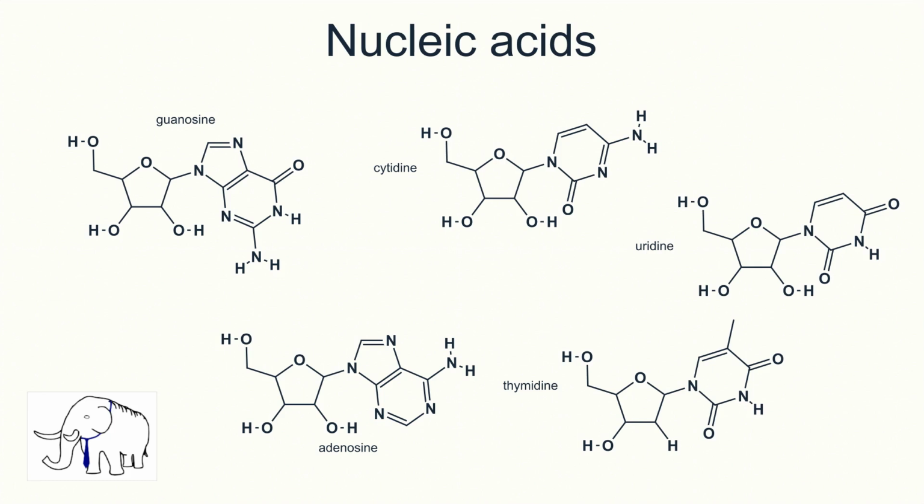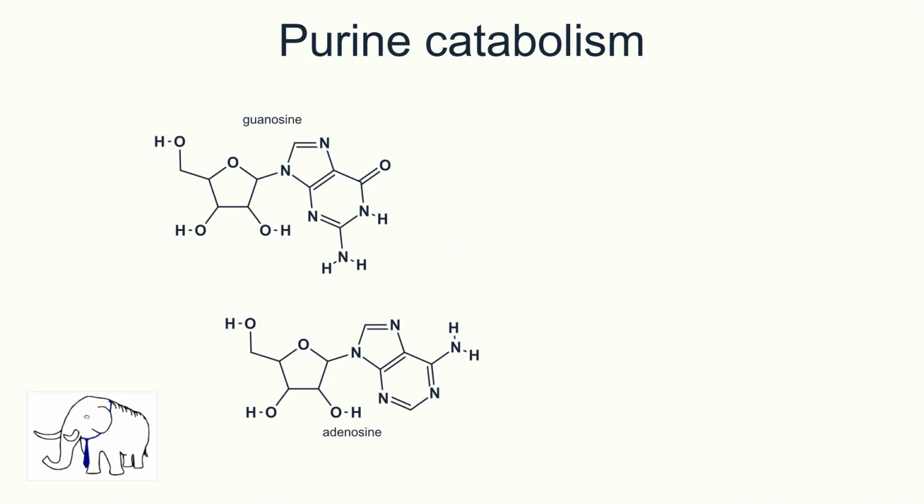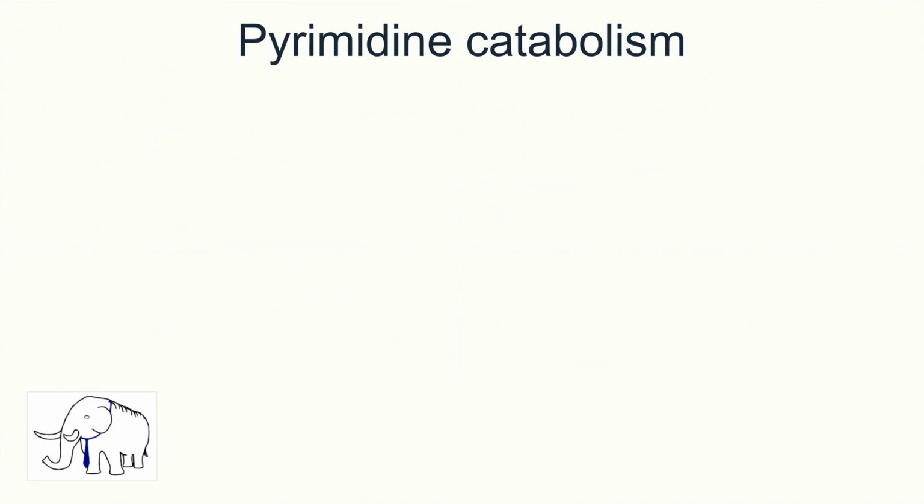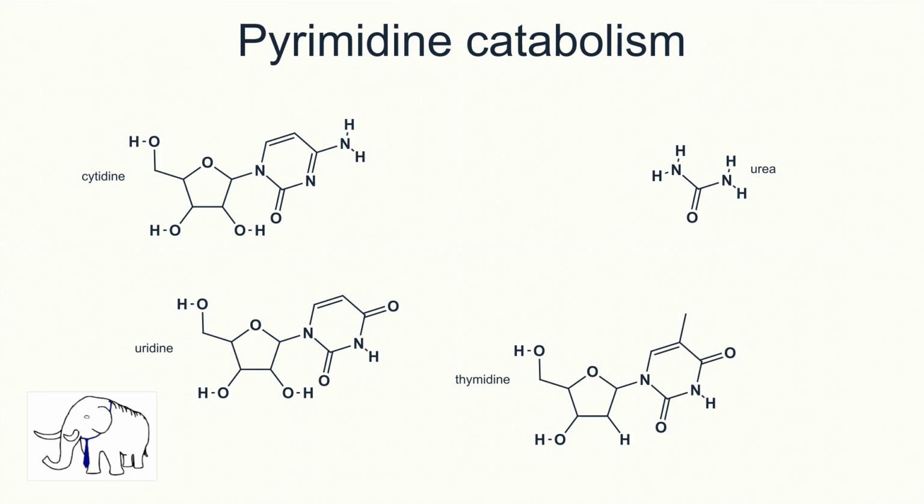and you shouldn't use secondhand nucleic acids in your cells. The nitrogen atoms in guanosine and adenosine, the purine nucleosides, get disposed of as uric acid and ammonia. For the pyrimidine nucleosides, cytidine, thymidine, and uridine, the nitrogen atoms get thrown away as urea plus ammonia.